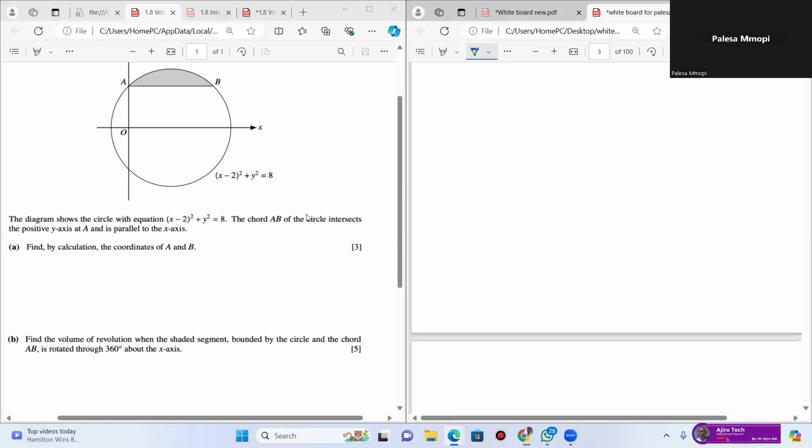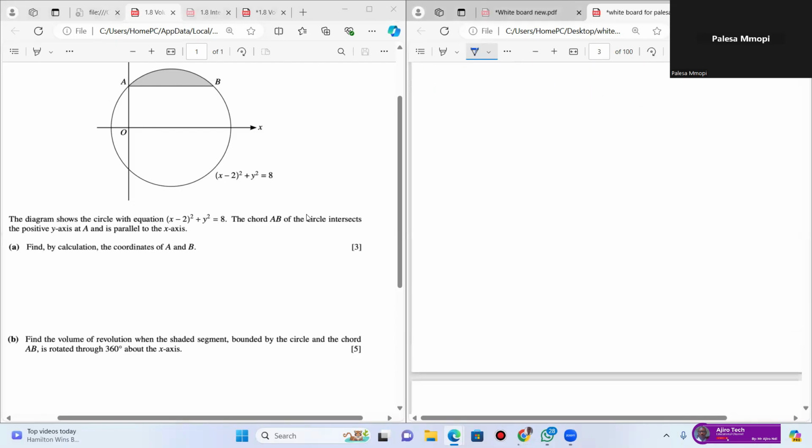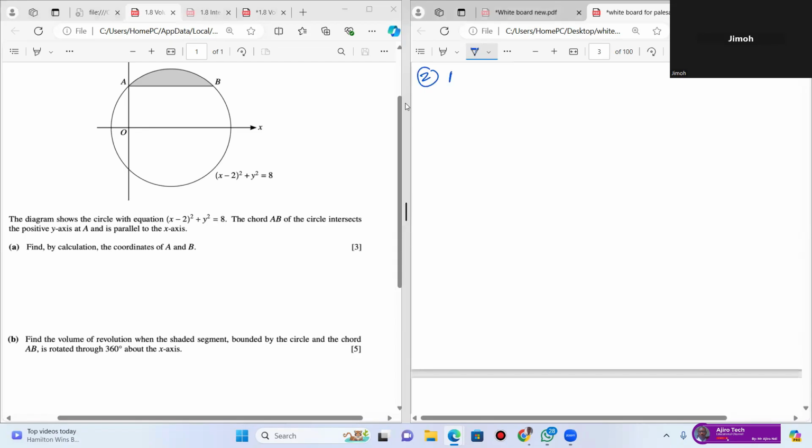Y is 0 for A. So if y is 0, you can find the value. No, you said x is 0. Yes, x is 0 at point A. So therefore, 0 minus 2 squared plus y squared is 8. This becomes 4, right? 4 plus y squared is 8. Y squared becomes 8 minus 4, which is 4. Y becomes 2. So that point is 2.